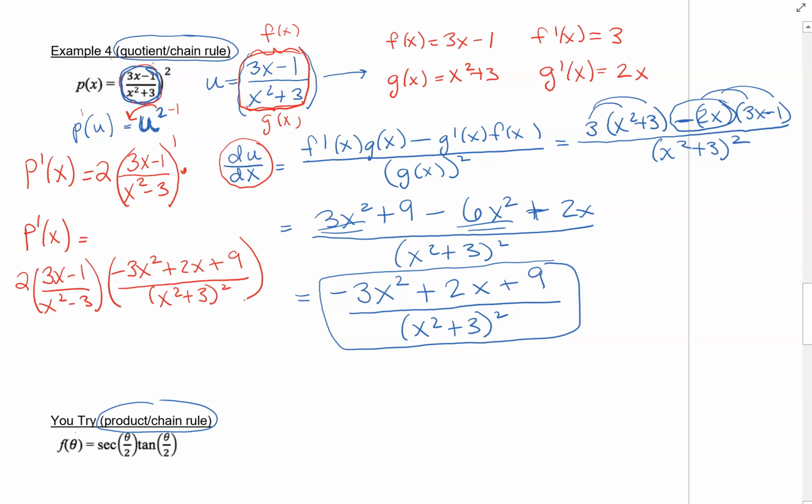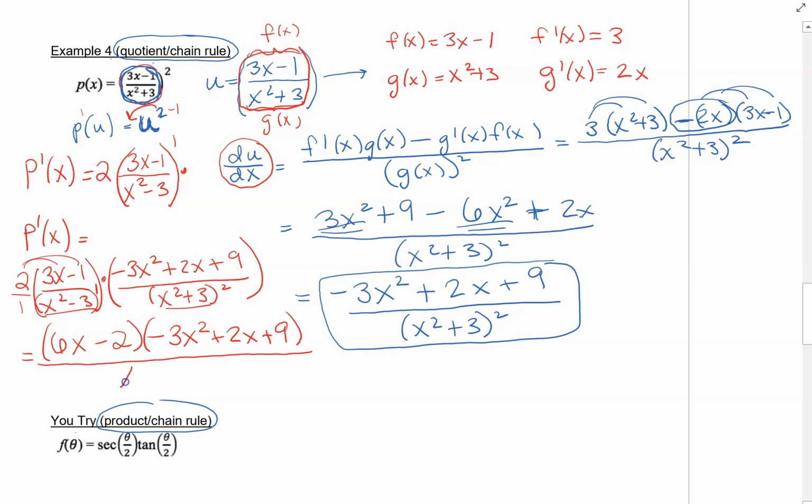And then these are the same bases, so I can add the powers when I multiply those. This is like 2 over 1, so I could distribute it to the 3x minus 1. So I'll get 6x minus 2 in parentheses times negative 3x squared plus 2x plus 9 in parentheses. I'll leave that all in my numerator. All over x squared plus 3 to the power of 3, because I add 2 and 1 to multiply those together. Sorry, that should say x squared plus 3 right there.